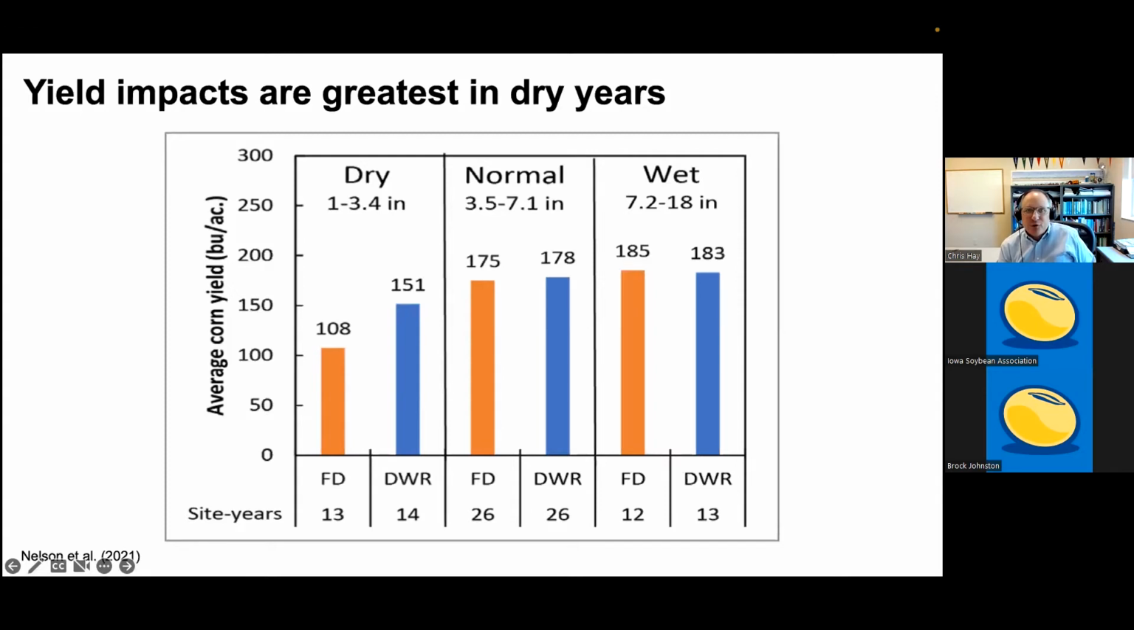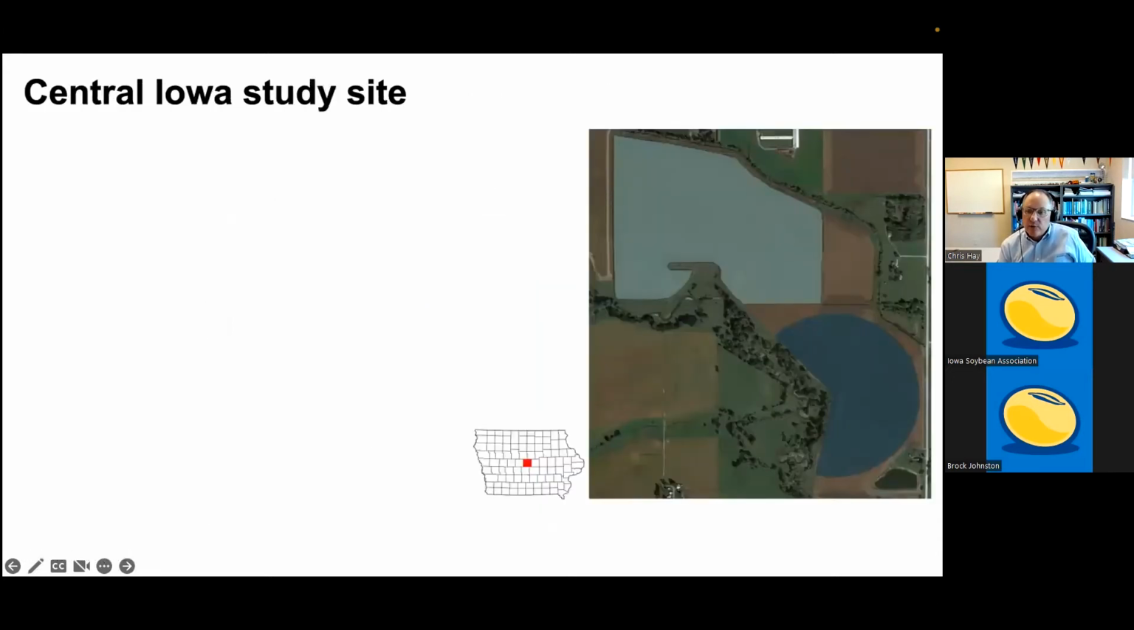Unfortunately, we really didn't have any sites in Iowa to look at that. So doing some work with Matt Helmers at Iowa State and others there, we were able to study a site that was put in just outside of Story City by a farm family that was interested in this idea and went ahead and put in a site on their own. They had a site that was ready made to look at what the impacts of this practice would be here in Iowa.